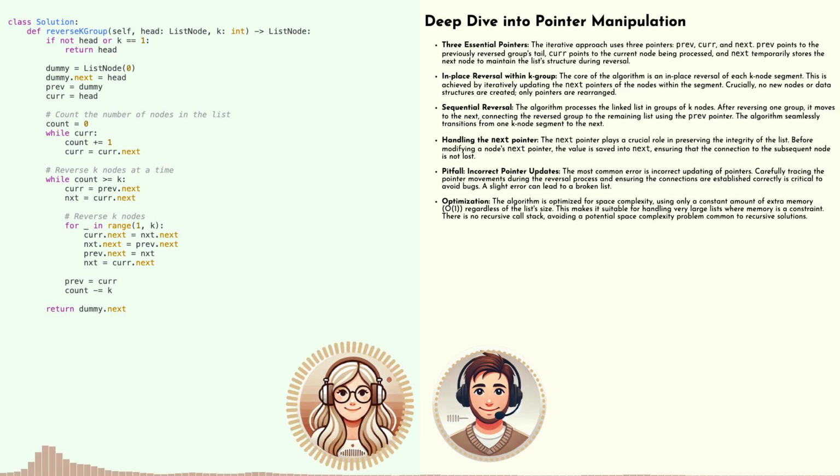Imagine it like taking those K nodes and flipping them over like a stack of pancakes. Okay, I like that, pancakes. We're going to use our pointers to carefully rearrange the next pointers of each node, and that effectively reverses their order. So we flipped our pancake stack, now what?